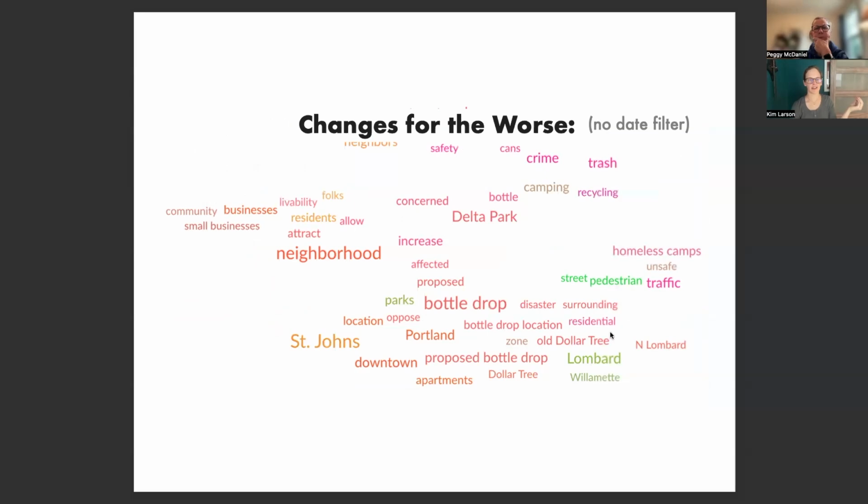Then we had new language like Delta Park, camping, recycling, trash, and how it would impact small businesses, and then you know exactly where it was going to go. In the old Dollar Tree on Lombard, that is where the concern was. People wanted it to be apartments. They wanted it to be more housing.